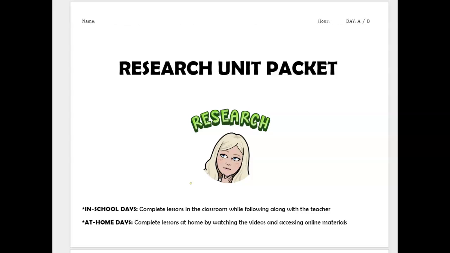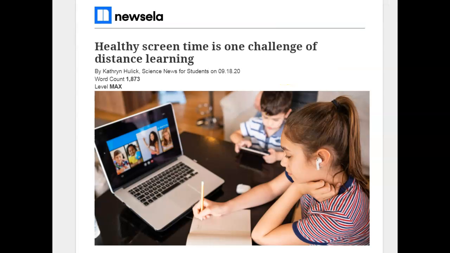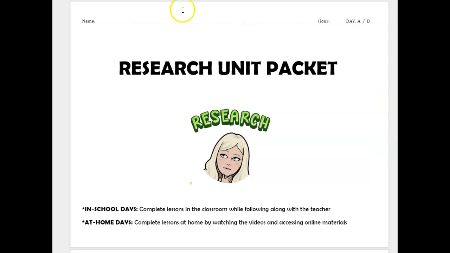Welcome to Research Unit Packet video number 5. You should have your white Research Unit packet open, and you should also have source number 3, which is the blue packet today. We are going to finish up the white packet, and you will turn this packet in on Monday so you get credit for this week's work.